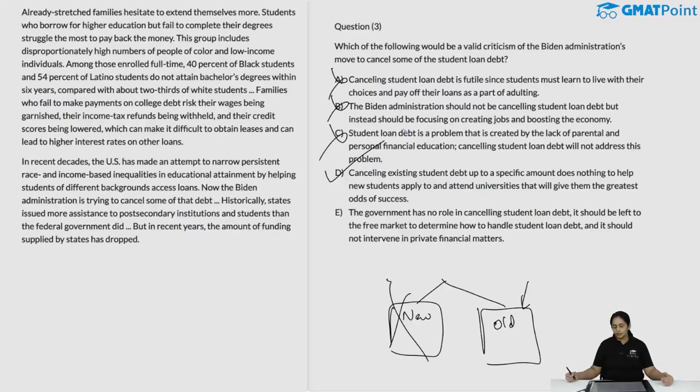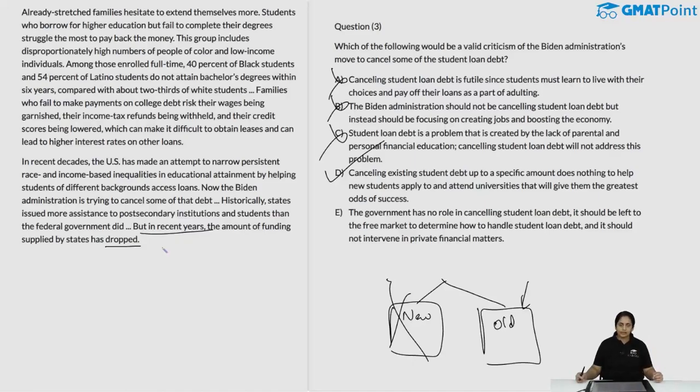The government has no role in cancelling student loan debt. It should be left to the free market to determine how to handle student loan debt, and it should not intervene in private financial matters. Now, this is incorrect. They have been funding for many years, and student loan forgiveness is basically them providing funds to actually pay off some of the debt. So it's not that they have never provided funds, they have a history of providing funds.